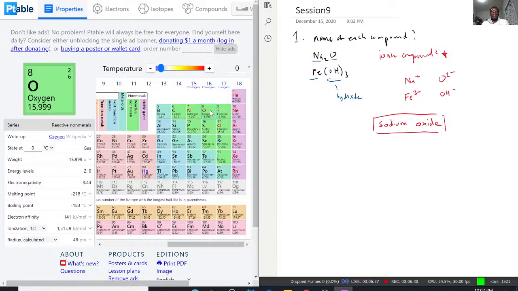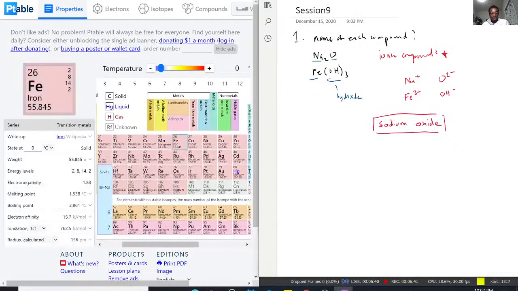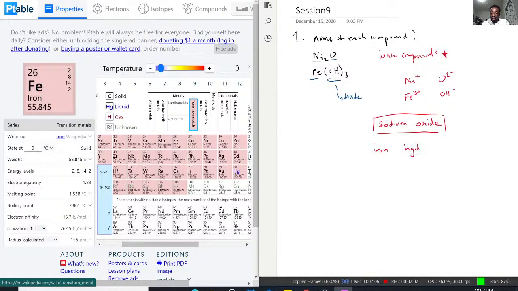Why is this relevant for iron? Because if you look here, iron is one of the transition metals. It has different states of oxidation, or at least different cations that it can have, so it's whether iron 2 or iron 3. So for now, what I'm going to put is iron hydroxide. We're going to start here because it is a transition metal, and we need to now actually specify.